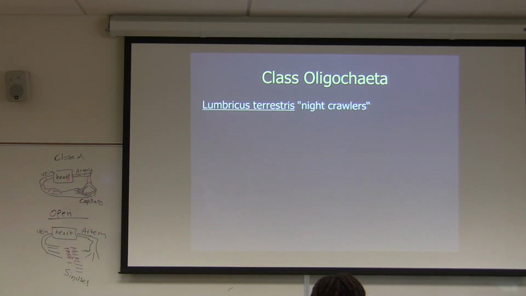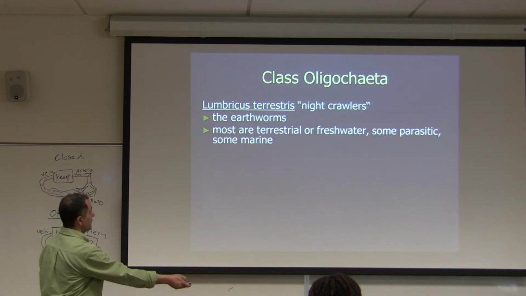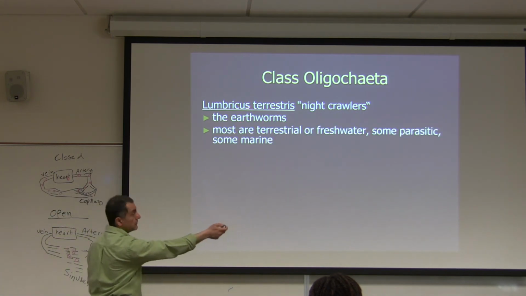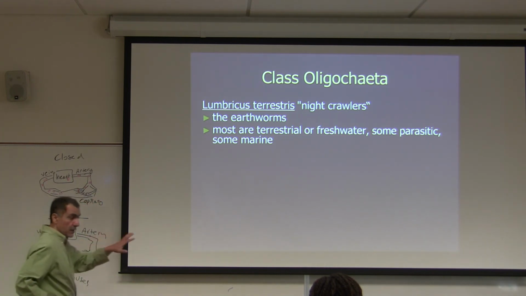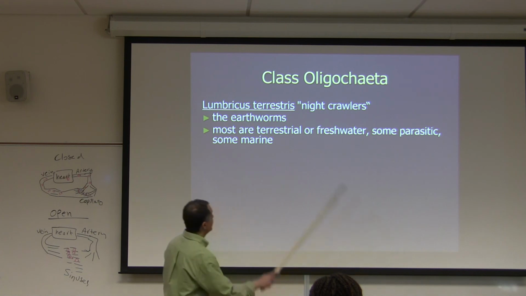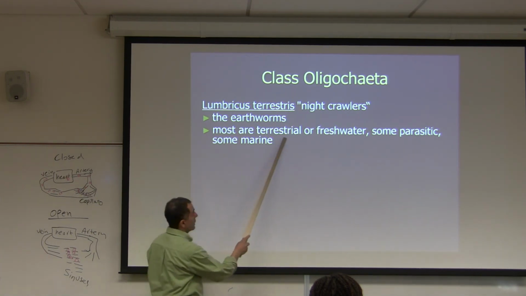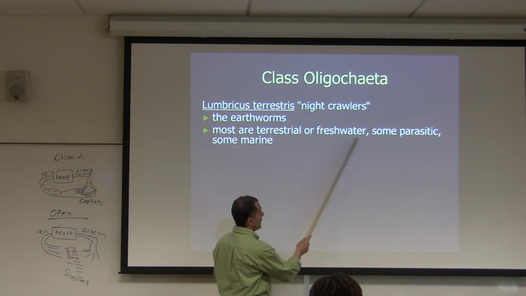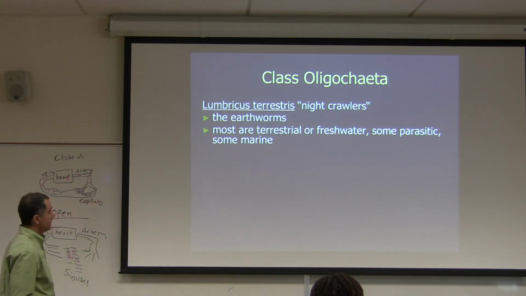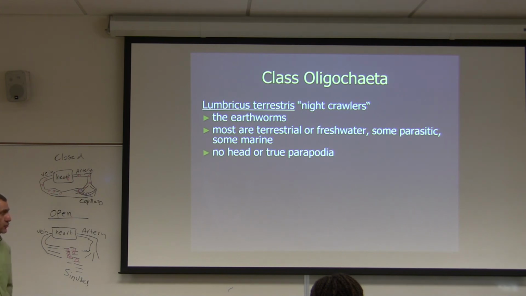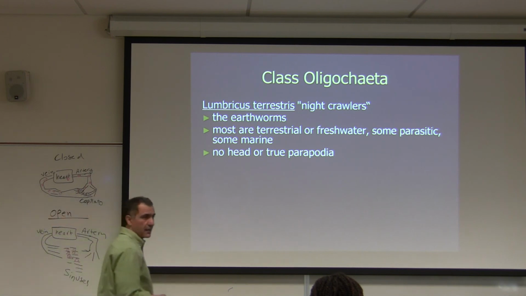Okay, Lumbricus terrestris is the scientific name. Another common name for them is earthworm. Most are terrestrial. The species, I'm not talking about the earthworm, the species in this class, most are land, freshwater, and some parasitic as well, and some marine. So you have a diversity of all habitats. No head or true parapodia. They do not have the parapodia that I mentioned in the sandworms.